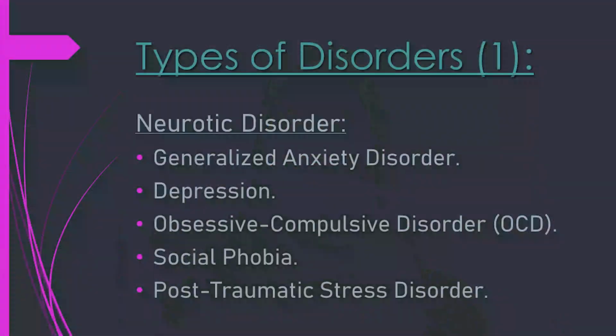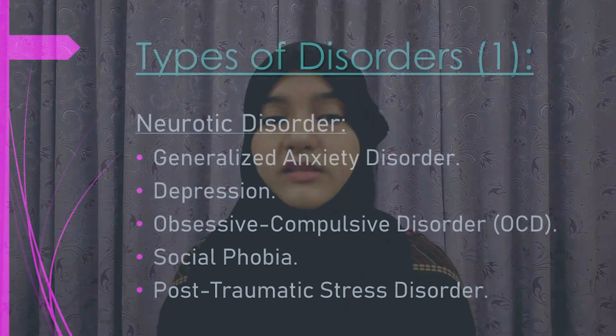And finally, we'll come to the types of disorders. These types of disorders have two main parts. Number one is neurotic disorder. It is quite distressing, but the person who is affected can still function in the society and act rationally. You can say if the person is going through this type of disorder, he can actually be normal and live in a society and rationalize his thinking.